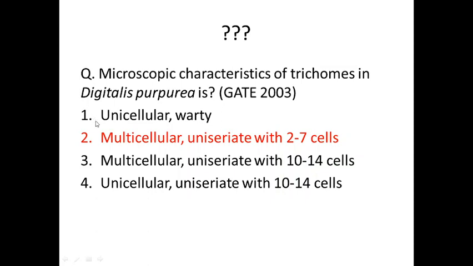Which is the type of covering trichome found in Digitalis? It is multicellular trichomes. So you can neglect option 1 and option 4 easily. Then options 2 and 3 both contain multicellular, uniseriate trichomes, the same in both options, but the number of cells is different. Digitalis contains 2 to 7 cells, multicellular uniseriate trichomes. So the correct option is option 2, multicellular uniseriate trichomes made up of 2 to 7 cells.